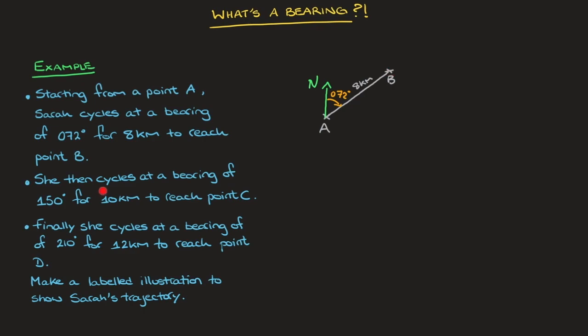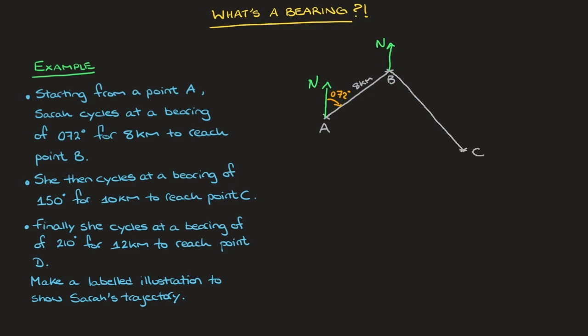From point B, she cycles at a bearing of 150 degrees for 10 kilometers to reach point C. Okay, well, starting at point B, I draw a northern line again, like so, pointing upwards, that's the north. And I now measure clockwise an angle of 150 degrees. Now, 150 degrees is more than 90, so I'll say it's roughly here. And I draw my line segment, which should be 10 kilometers long, so a little longer than the previous. There we go. That's point C.